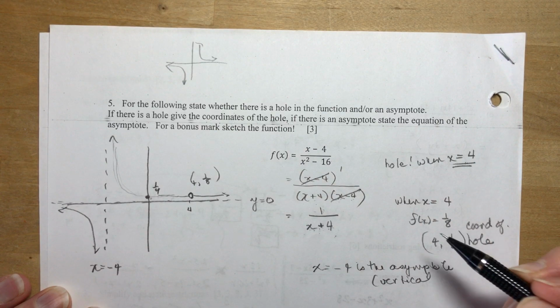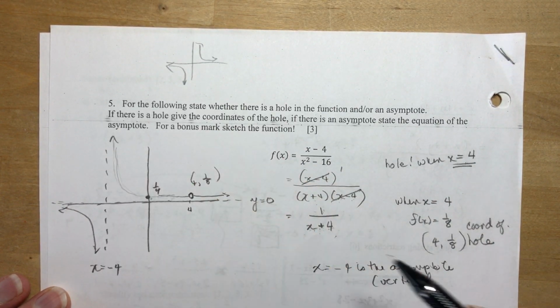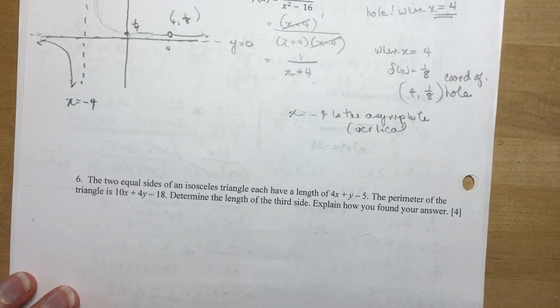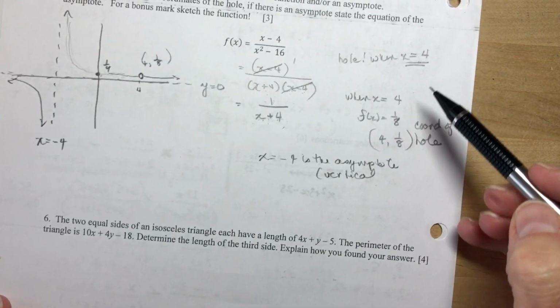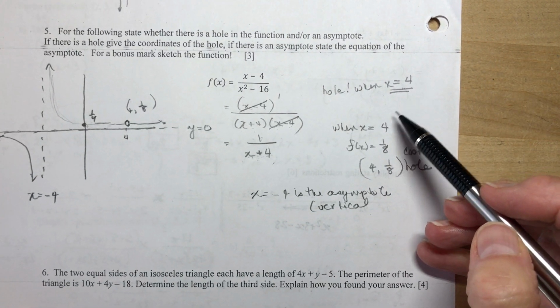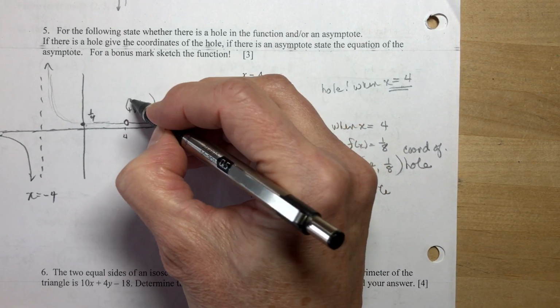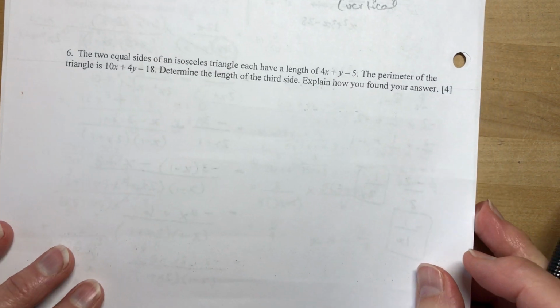Very nice. Done. I have my hole, I have my vertical asymptote, and I've graphed the function and stated where the hole is. Don't just say the hole's at 4, because you need a y coordinate. Okay? And the last question.